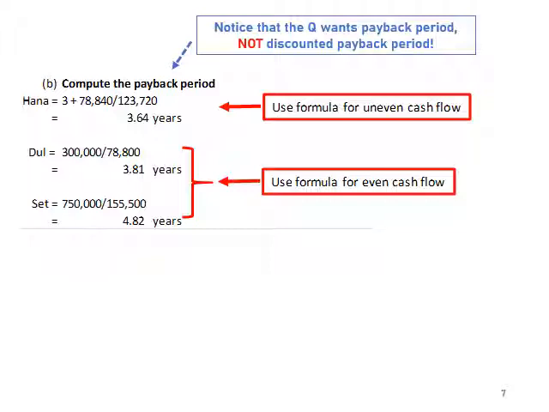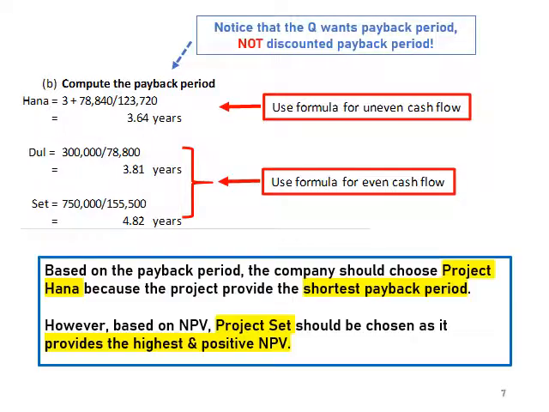Yang ini, untuk DUL dengan SET, dia punya formula adalah based on even cash flow. Okay, so ambil je 300 bagi je dengan 78. So, you dapat balik modal dalam masa 3.81 tahun. Untuk SET, dia balik modal pada 4.82 tahun. Okay, so one more thing that you have to notice that soalan tu dia nak payback period, bukan discounted payback period. So, you tak boleh guna dia discounting punya. You akan kira payback as usual, the absolute amount, regardless of the timing.